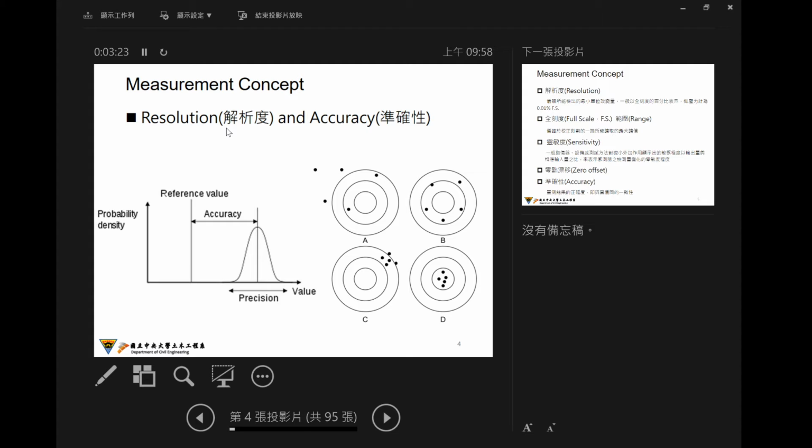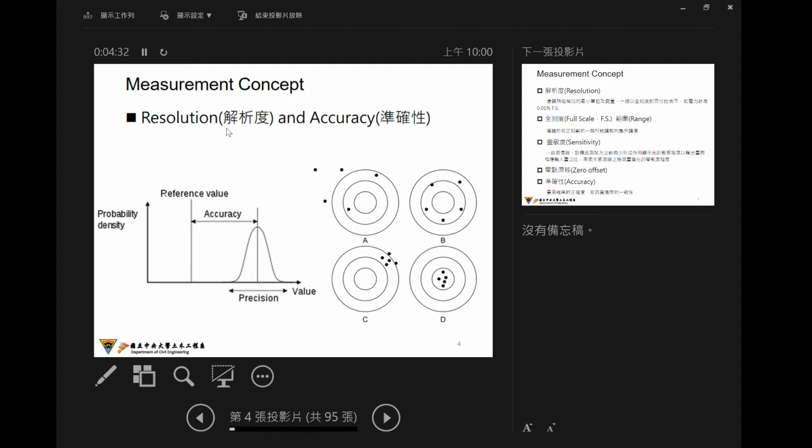So there are two terms. One is the resolution. The other one is the accuracy. If you plot these two terms into a chart, I mean like the reference value, like the real temperature, maybe right now 20 degrees Celsius. This is the real one in the environment. However, if we have some sensor and check the temperature by ourselves, this is just like the target of shooting a gun, okay? We have four cases. So the A is the worst. What does that mean? Because the central one will be the reference. I mean the real, the highest point. This is the real one at the center.